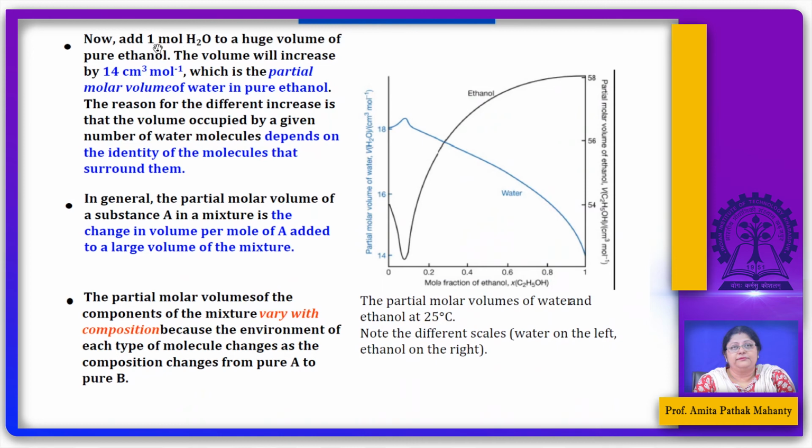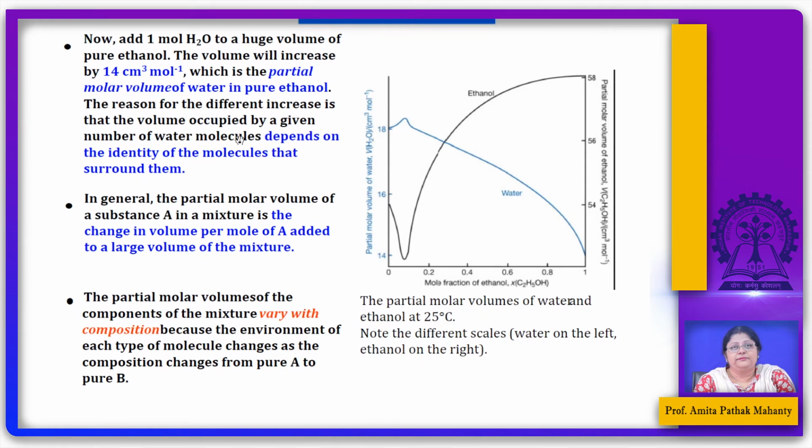If I add 1 mole of water to ethanol, and I add 1 mole of water to benzene, it may not be the same. Or if I add 1 mole of water to, say, acetic acid, the volume change may not be the same. So this increase is the partial molar volume of water in pure ethanol. I have to define the environment in which I am putting the excess amount of water. That means whatever molecules are surrounding that 1 mole of water have some say in the total volume.